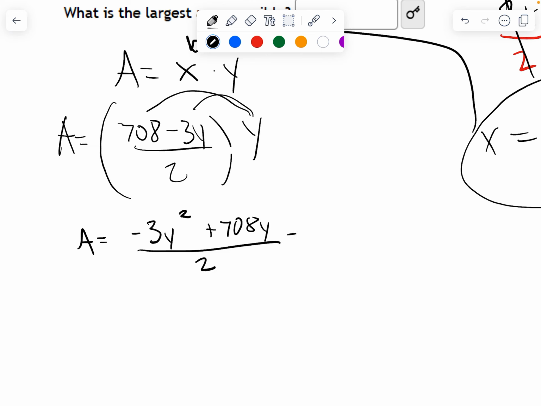To make this a little easier to see, I'm going to divide both of those numbers by 2, so negative 3 halves y squared plus, and then all I'm going to do is find half of 708, which is 354.